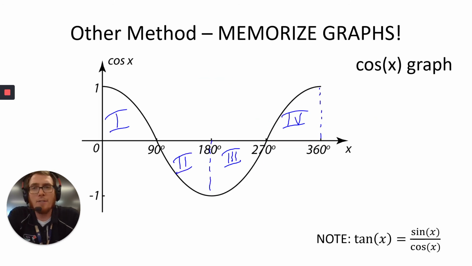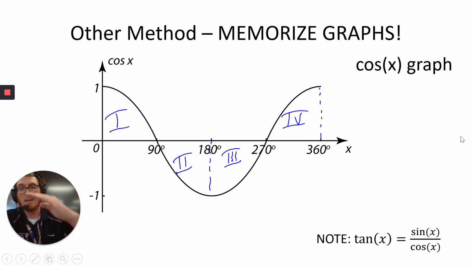The cosine graph, you'll notice, does not start at the origin. It starts up at 1 because at 0 degrees, the x value is 1. So that's why it starts here at 1. And then it goes down to, at 90 degrees, cosine of 90 is 0. Cosine of 180 is -1. Cosine of 270 is 0. And cosine of 360 is 1. And then it repeats itself.